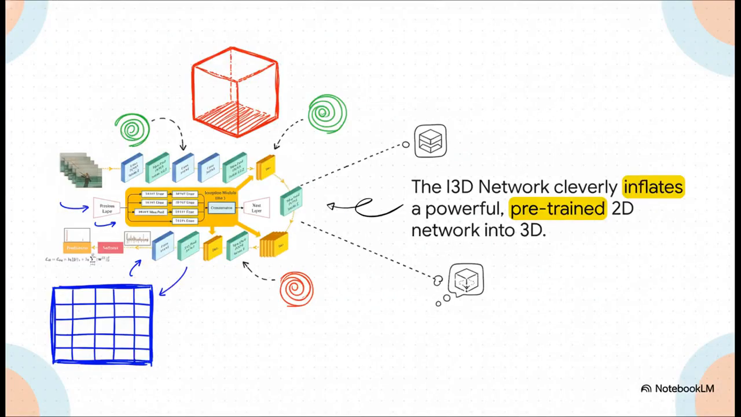So let's look at our first clever blueprint. It's called I3D, which stands for Inflated 3D Network. And the idea here is just genius. Instead of trying to build a massive 3D network from scratch, you take a really smart 2D network that's already an expert on images, and you inflate it into the third dimension.